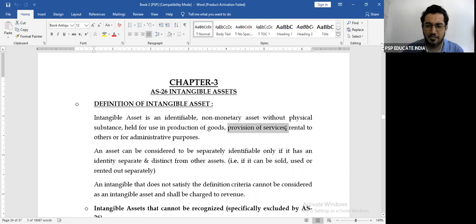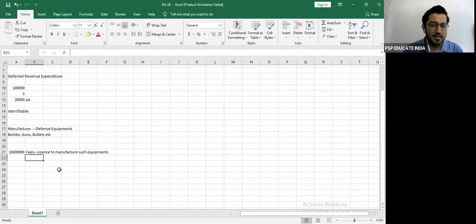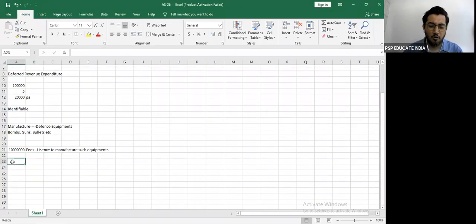Provision of services. Now, you can also provide services. I hope you are aware that TCS has the license or has the approval from the government to issue your passport. My question to you is, can I issue passport? Yes or no?